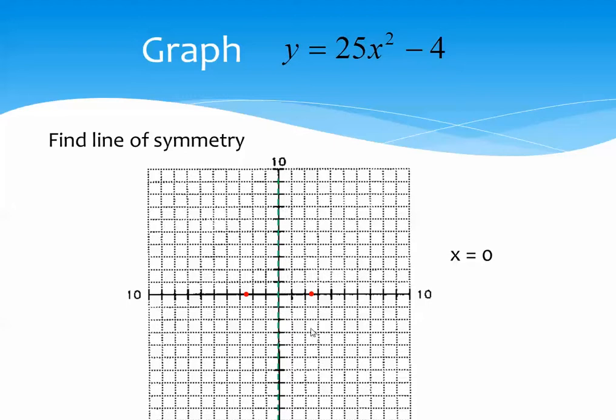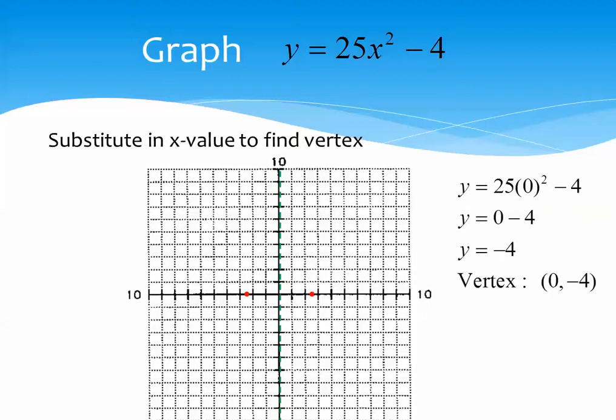Since it opens up, we know our vertex is going to be somewhere down here. So all we got to do is take this x over here, which was 0, plug it back in this equation everywhere where there's an x, and we can find our vertex. So we substitute that 0 in there. 0 squared is 0. 25 times 0 is, well, still 0. And 0 minus 4 is minus 4.